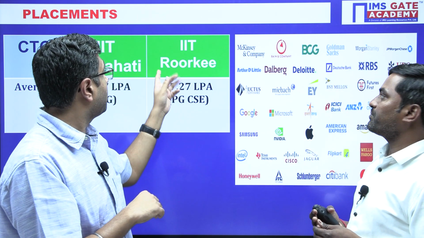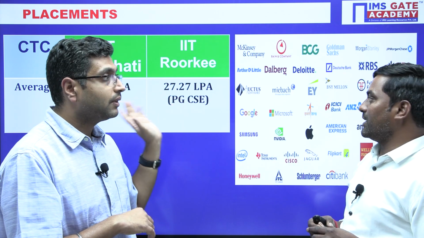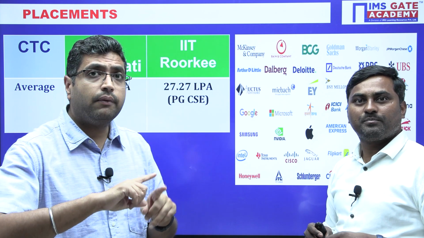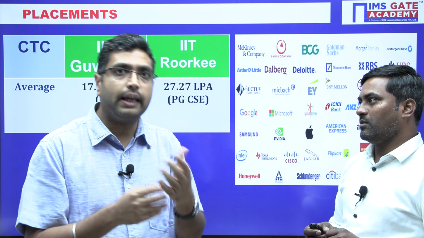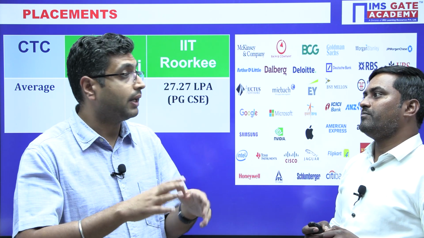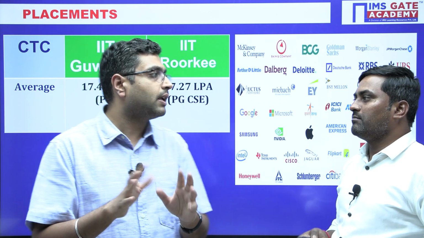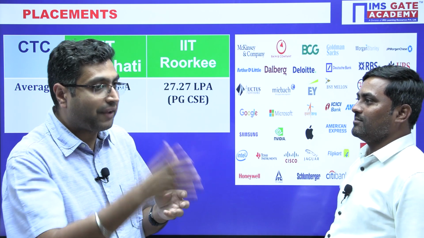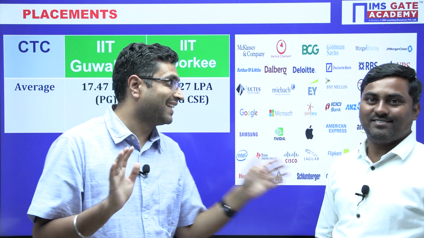When we talk about IIT Roorkee, for PG CSE, the package is 27.27. Oh, great. That's a very good number. As I said in the last video also, when we compare the packages for computer science, the packages are definitely going to be better. True. Because we are getting better positions and going directly into our core companies. So we don't have to change the branch or our course of action. Everything remains the same for us. True. So in some sense we are blessed.